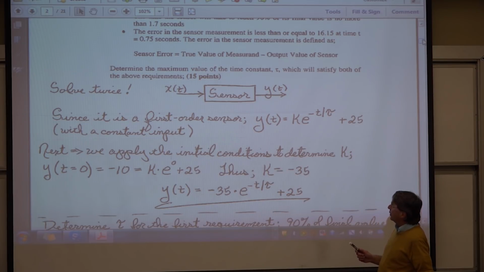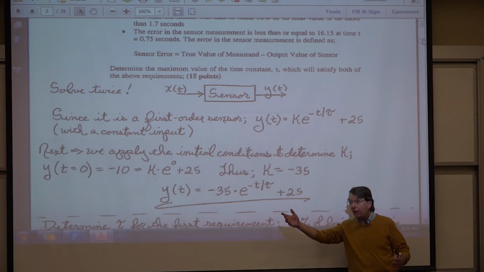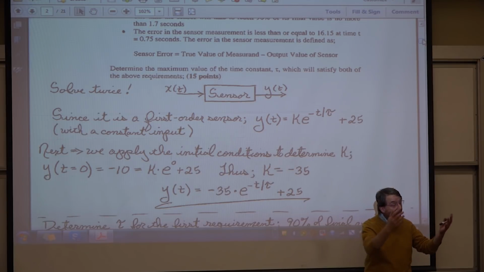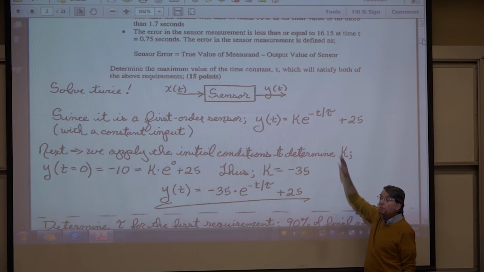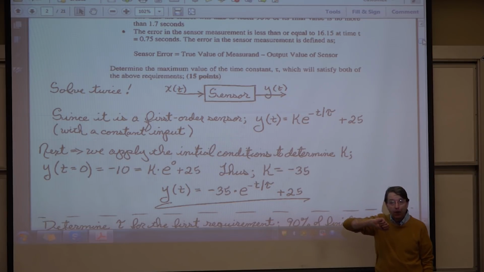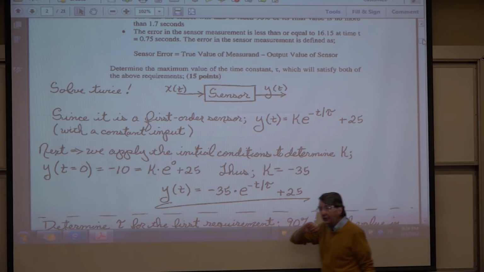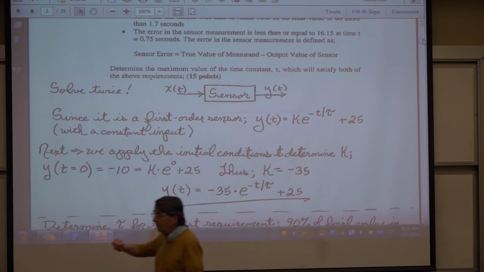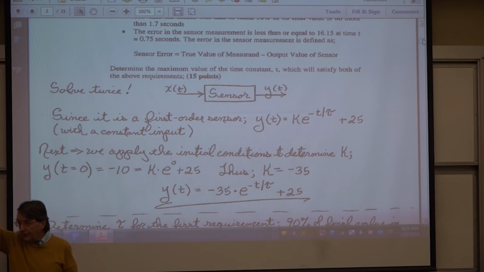Since it's first order, I know the homogeneous solution is k e to the minus t over tau. And I know the final solution, the particular solution, equals the input. So I should be able to write down by inspection, the output is k e to the minus t over tau plus 25. Are we all good on that? Excellent. All right. So now, how do I solve for k?